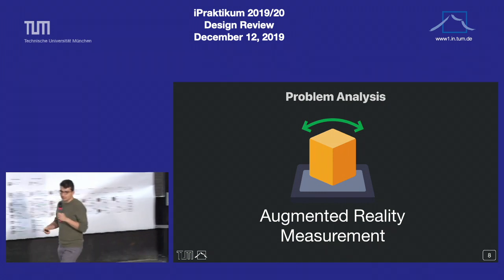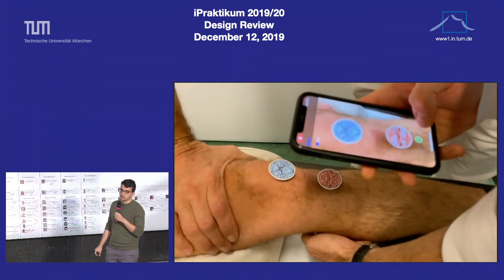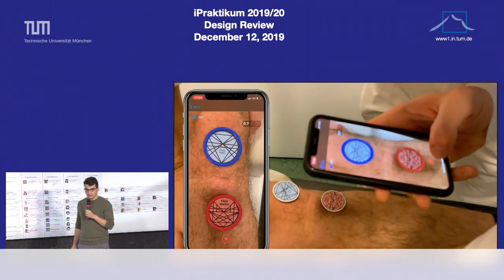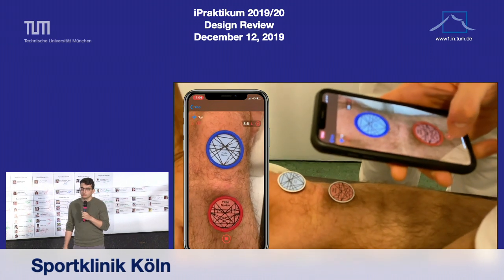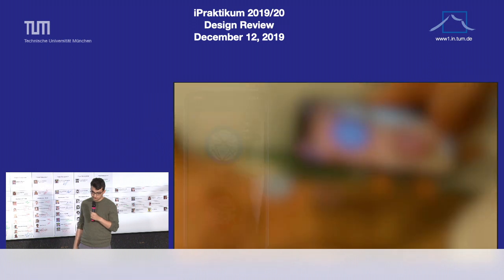Thank you. So let's take a look. The measurement works like this: the doctor puts 2 markers on the leg of the patient and then uses our app to do the Lachman test and take a measurement using augmented reality.